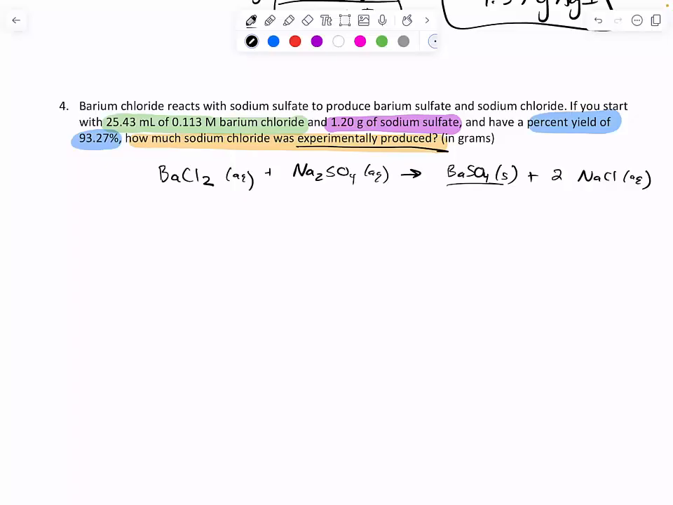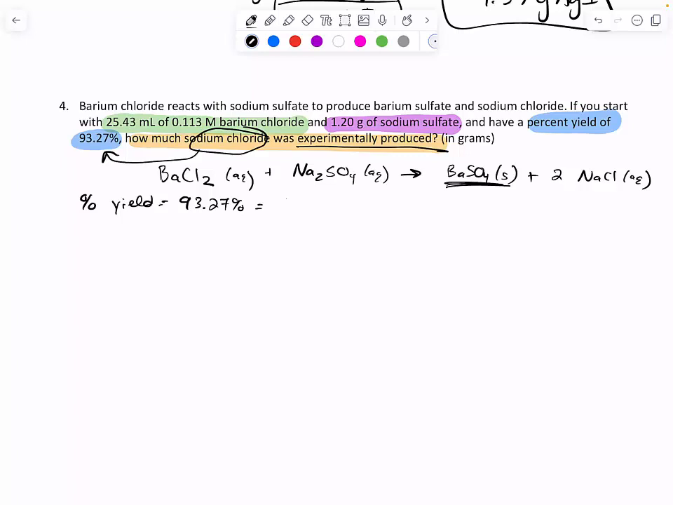All right, before we start this problem, let's think about where we might be going. This one's a little different. Instead of looking for the precipitant, which is barium sulfate, this one is saying how much sodium chloride. And it says if you start with that and you note that you have a percent yield, that percent yield is actually of our sodium chloride. So let's write out that percent yield formula. Percent yield, in our case, equals 93.27%.